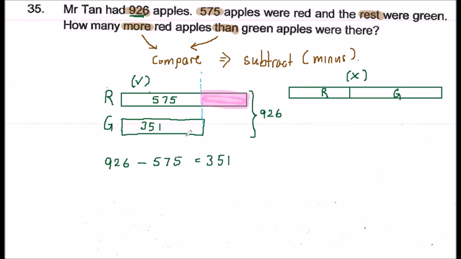So Jane, can you tell me how do we find the pink color region? Amir, please. 575 minus 351. Very good. 575 minus 351, and of course we get the answer as 224.